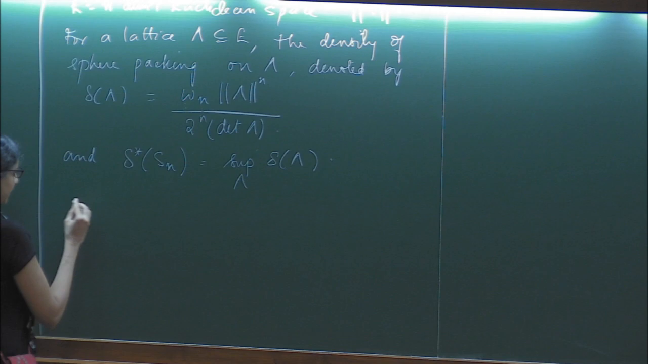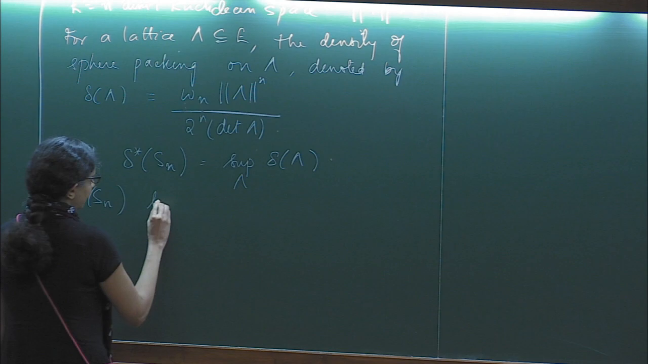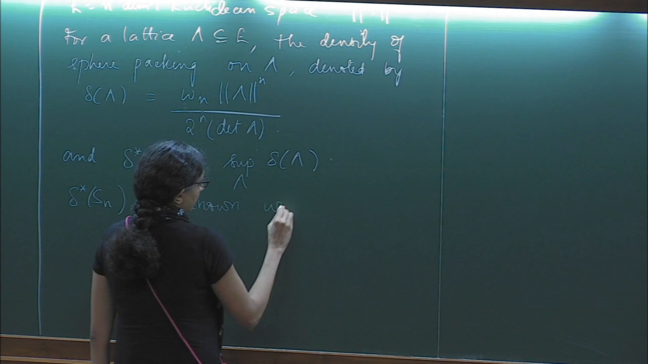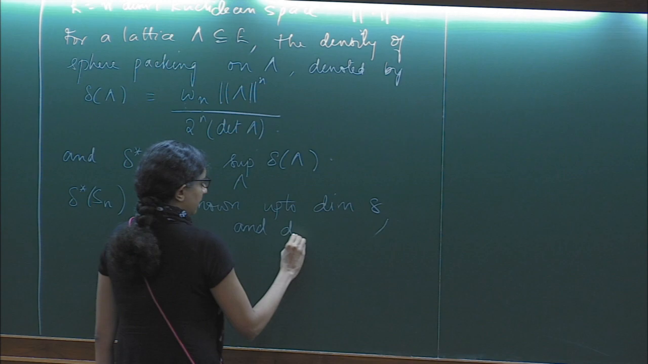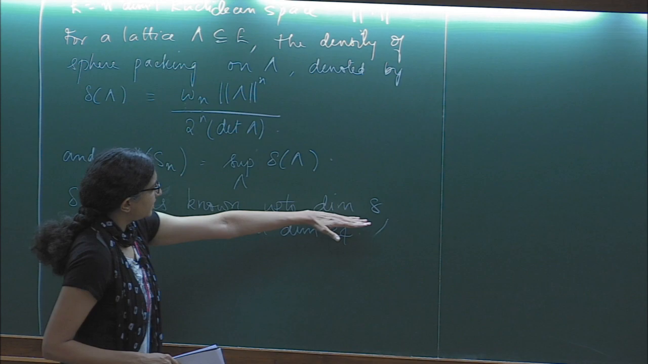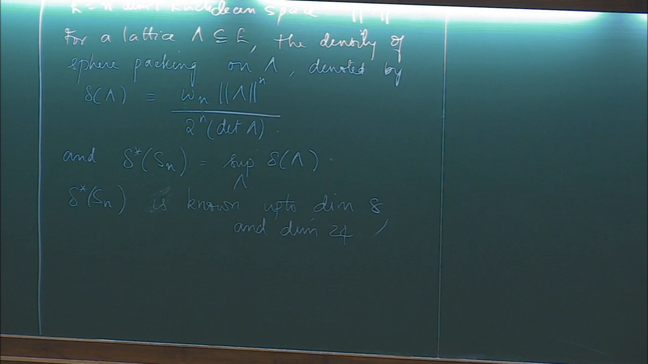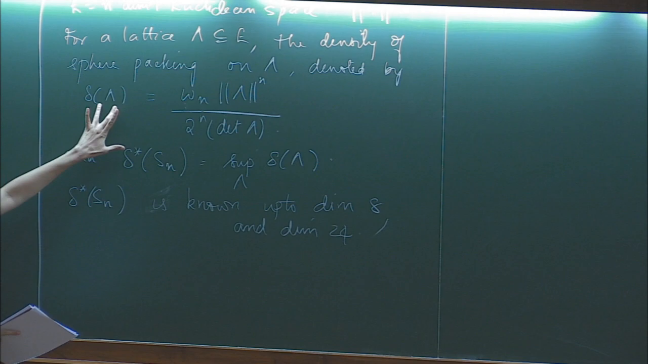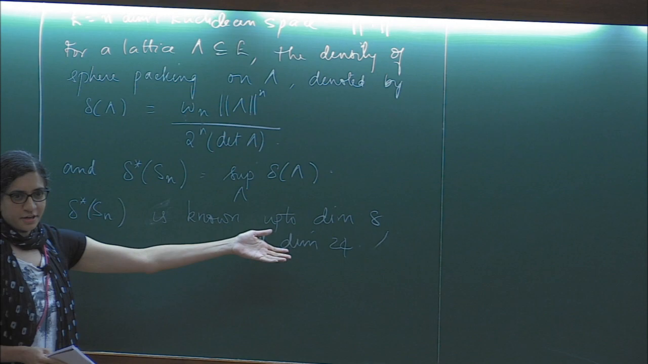As he mentioned yesterday, delta star of Sn is known up to dimension 8 and dimension 24. The methods we will go through today will be an overview of how this number is computed up to dimension 8. But for that, the first thing I want to do is establish a dictionary between lattices and quadratic forms, and then this question will get translated into a corresponding question about quadratic forms. So we'll do that first.